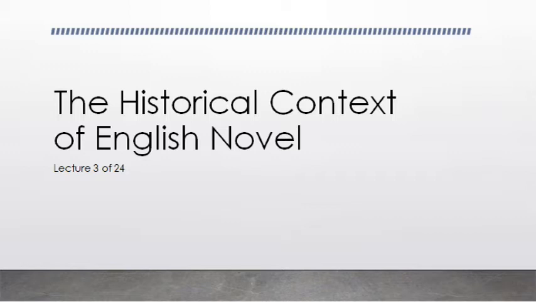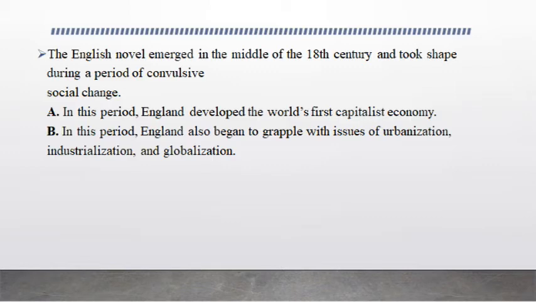Now, in this lecture, in addition to paying particular attention to Richardson, we're going to place the earliest English novels into a wider historical context. Let's begin by observing that the English novel emerges in the middle of the 18th century, a period of convulsive social change. Now, historians and literary scholars almost always identify their periods as periods of convulsive change. No one ever says, I work on a period when nothing much happened.